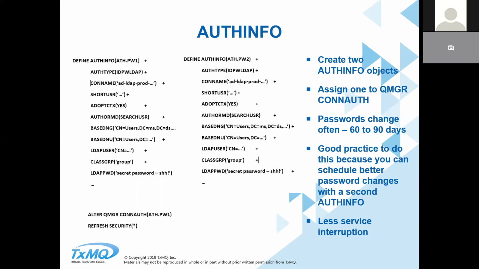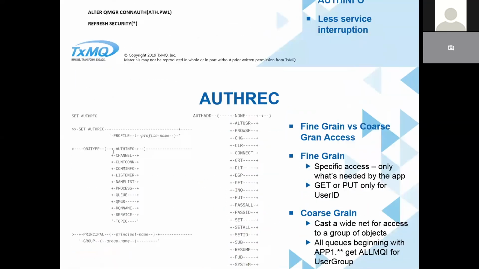As an example, for AUTHINFO here, create 2 AUTHINFO objects. Assign one for the queue manager con auth. Passwords change every 60 or 90 days. And when you're dealing with AWS, as part of the rehydration process, you're going to experience this a lot too. I think that's every 45 days, if I remember right. It's good practice to do this because you could schedule better password changes by using a second AUTHINFO. As part of our goal, we always want less service interruption, as minimal as possible.